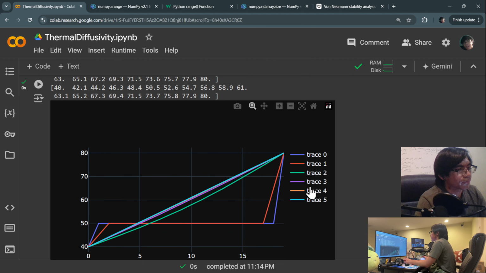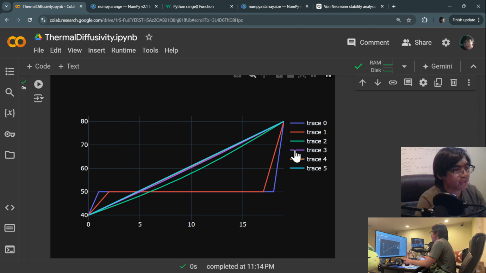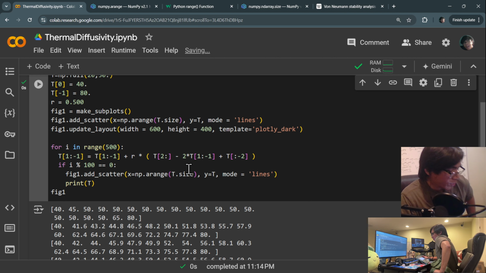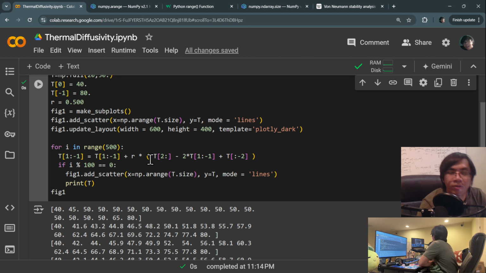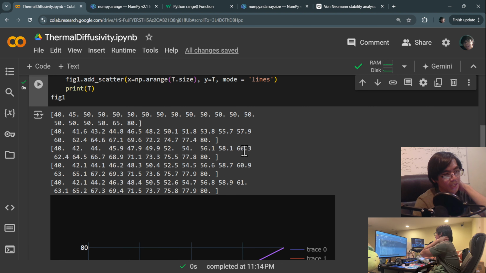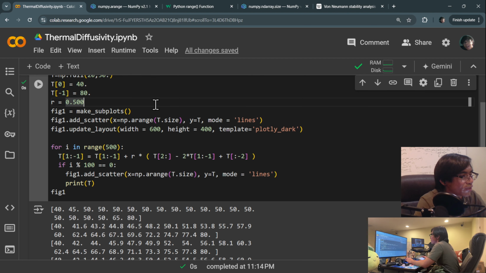So yeah, about 5, it reaches that consistent slope. And that's about it for the graphing. But remember, our R is the thermal conductivity, or I'm sorry, thermal diffusivity times our delta T over delta X squared. And this number is what's governing our function to essentially not explode. So let's go ahead and make this thing explode.